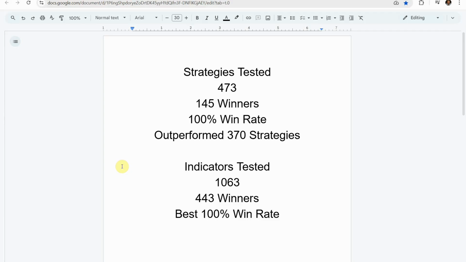Alright, as I said, today we will be testing a Forex day trading strategy. Before we do though, I wanted to put the testing scoreboard up for everyone to see. So to date, we have tested a total of 473 different strategies, with 145 of them being winners. The best one so far was able to achieve a 100% win rate. That was achieved using the Academy of Forex indicator to trade the crypto scalping strategy that I'll mention in this video. And so far, since we've been keeping track, it has outperformed 370 of the other strategies that we have put it up against. And we've also tested a total of 1,063 indicators, with 443 of them being winners.